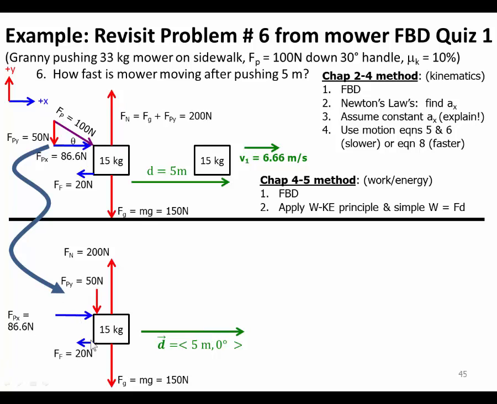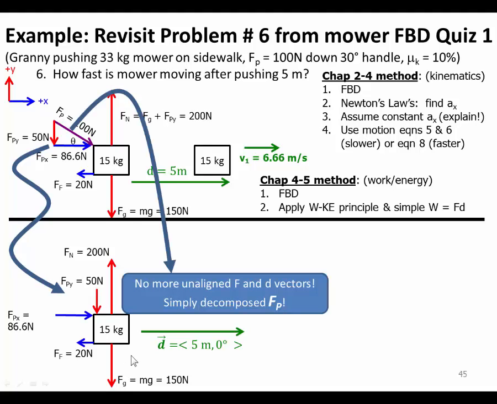You'll notice that both of our x vectors, FPx and Ff, are aligned with our displacement vector. The frictional force is opposing it, so that'll be a negative work done, and the pushing force in the x direction is aligned with it in the positive direction. We'll get a positive work contribution from that. And all three of these red ones are perpendicular to our displacement vector, and we've got no motion in the y direction, so the work contribution by the three red vectors is going to be 0.